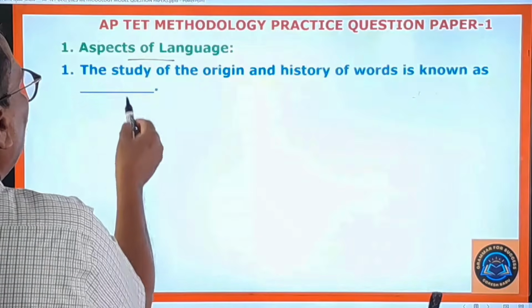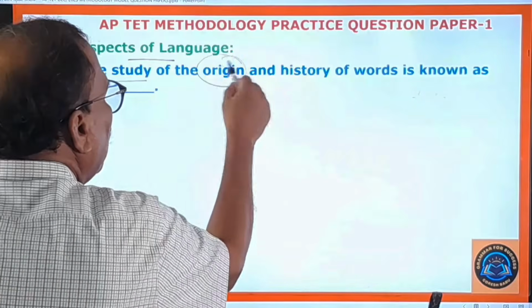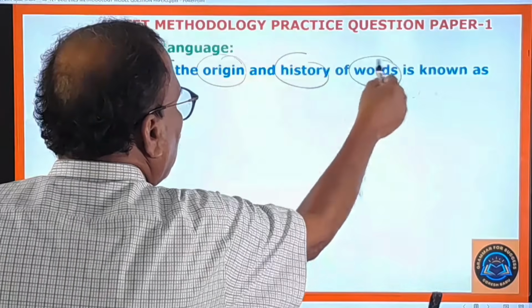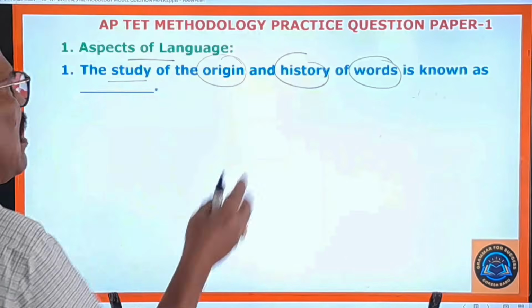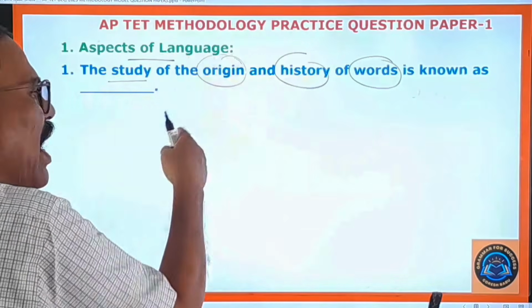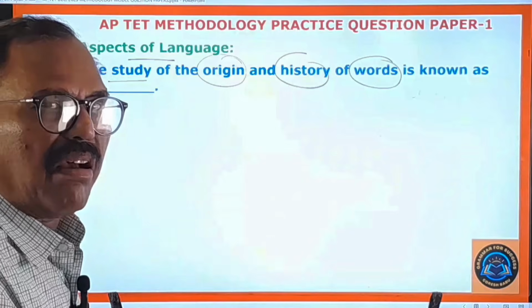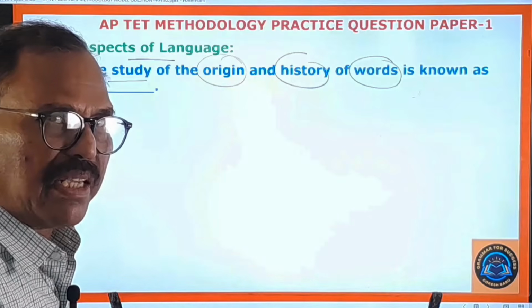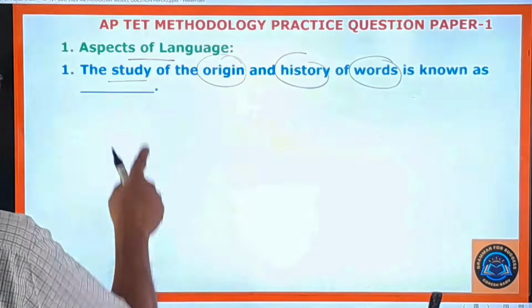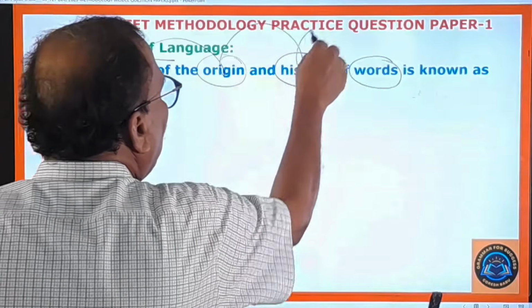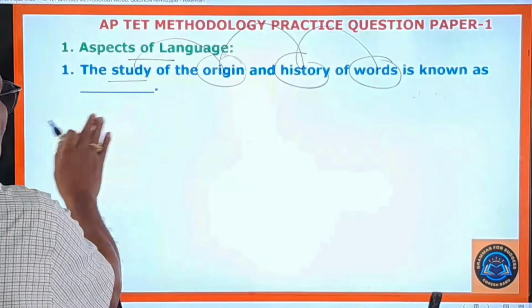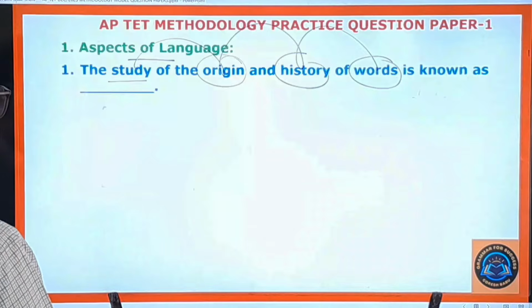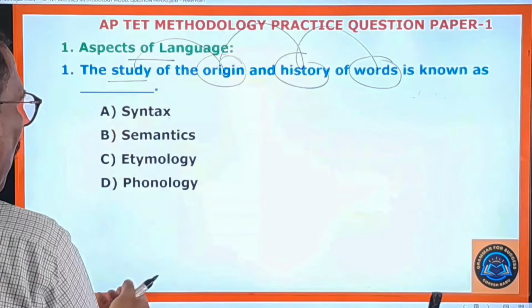Here you pay attention: the study of the origin and history of words. This is very, very important. Several times this question has been given in various TET examinations and DSC examinations also. Here, the study of the origin and history of words is known as what? So let us now look at the given options. Here these are the options.